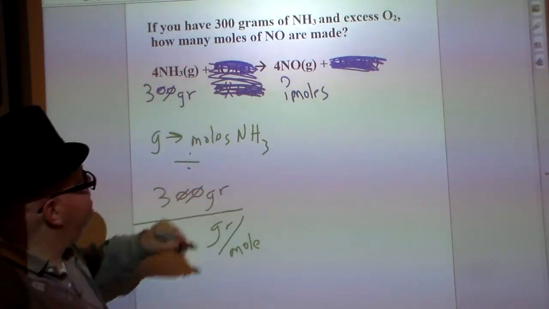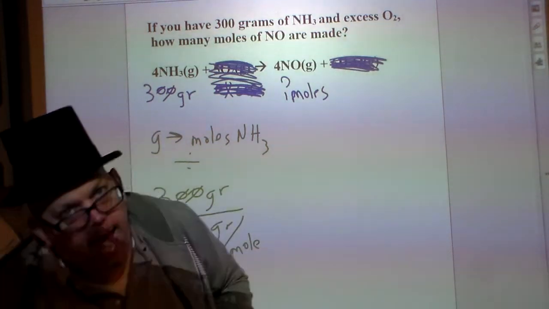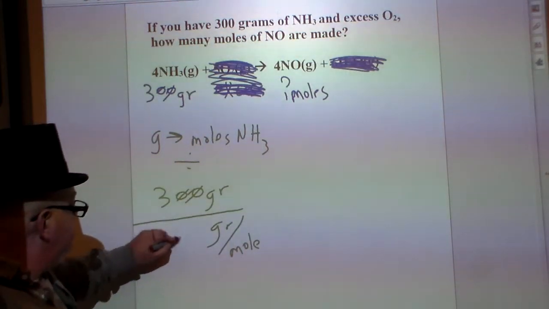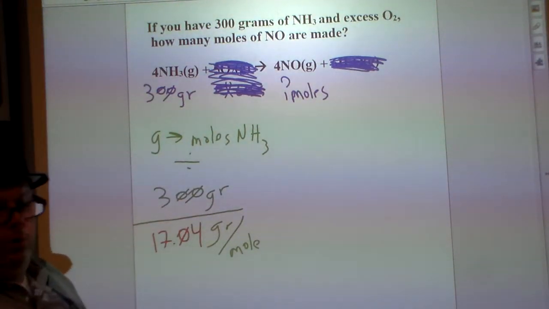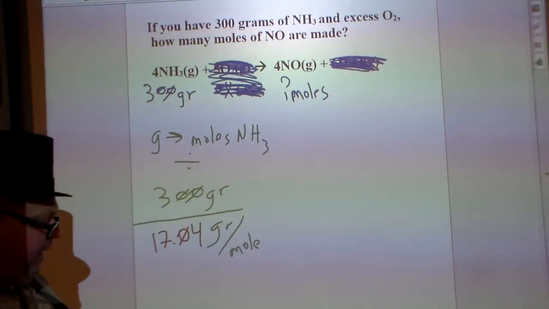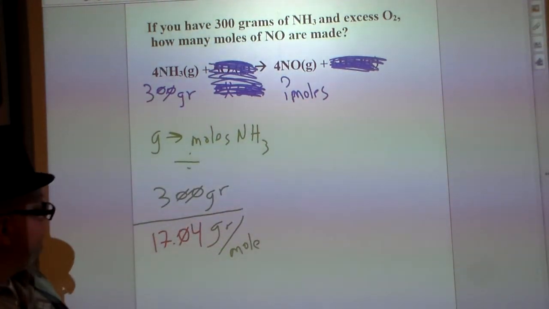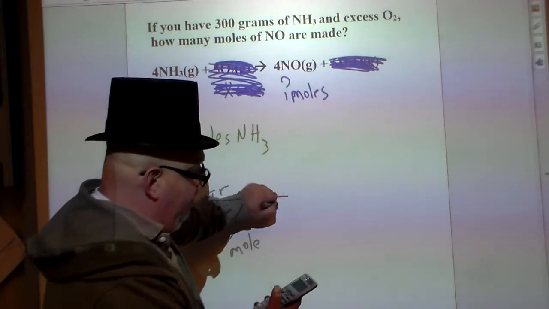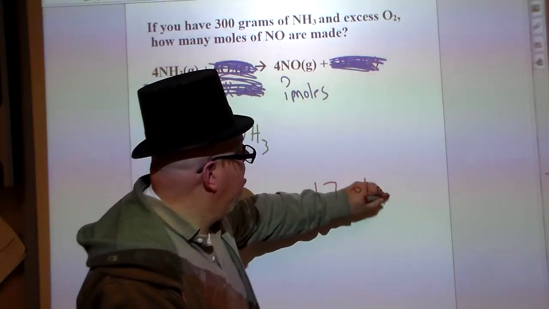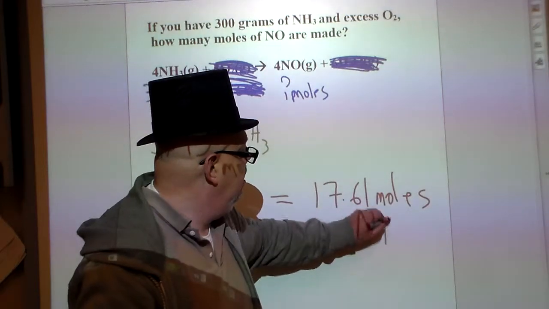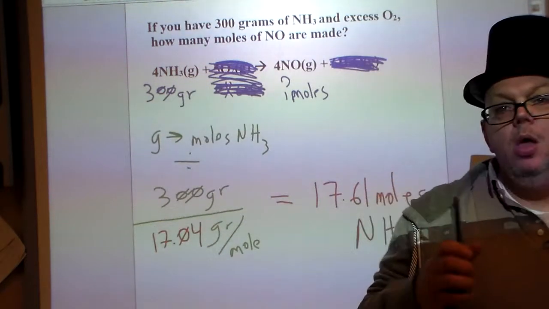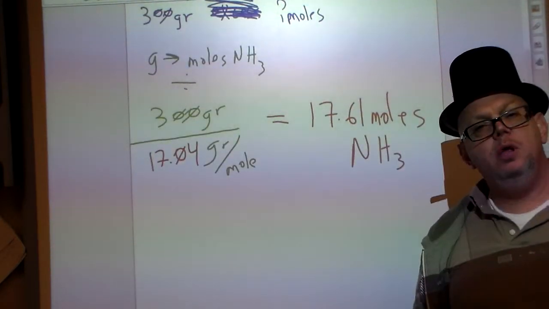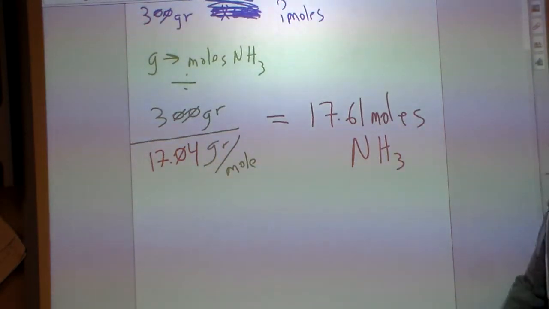So I'm going to go ahead, and since nitrogen is 14.01 and the hydrogens are 1.01 each, I just need to add them up, and I've got 17.04 grams per mole. So now I'm going to take my calculator and divide 300 by 17.04 grams per mole, and I have got 17.61 moles of NH3. Okay, that's all right, I guess. That's not quite a pound of ammonia that I'm looking at, but that's what we needed.